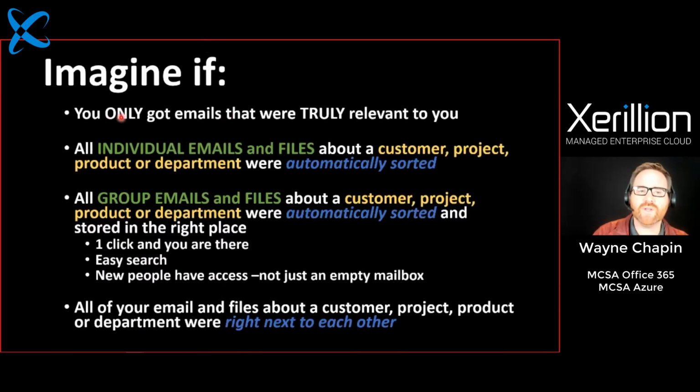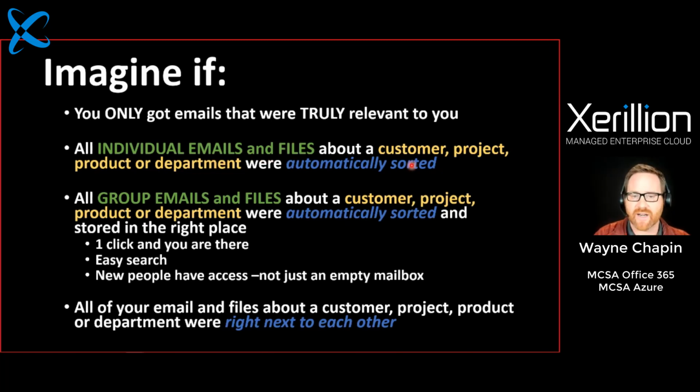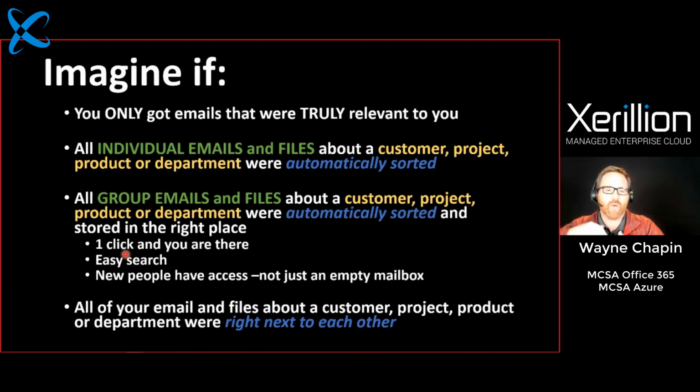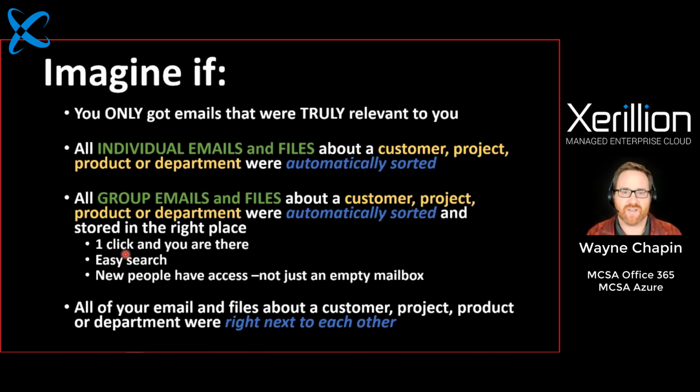So imagine if you only got emails that were truly relevant to you, and all individual emails and files about a customer, a project, product, or department were automatically sorted. And all group emails and files about a customer, project, product, or department were automatically sorted and stored in the right place. With one click, you could go right to where all that is, all there. And just by the way you work with the app, which is intuitive, it's not hard, everything's in the right place. You don't have to create rules inside of your inbox, you don't have to manually move emails around into certain folders or public folders. Search is easy, and then new people have access to that information, not just an empty mailbox.